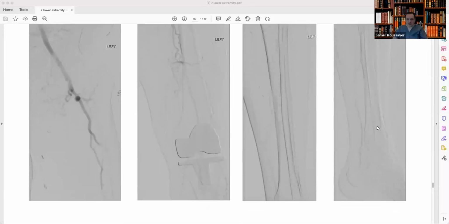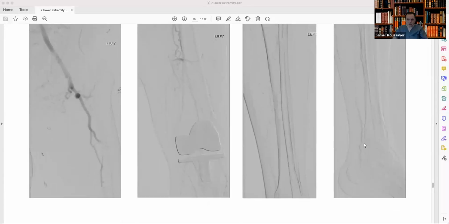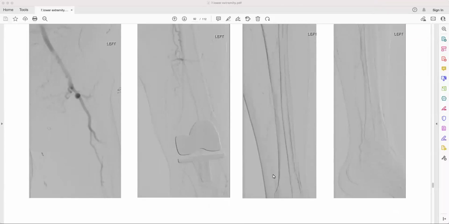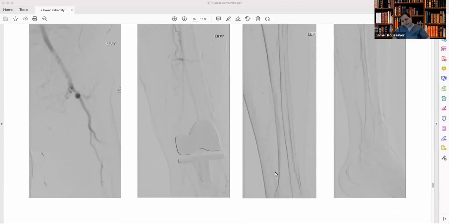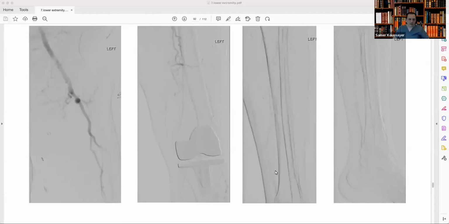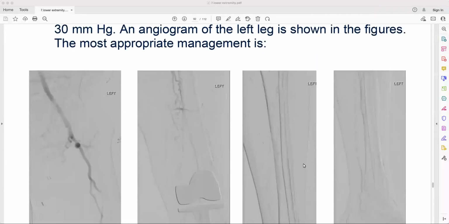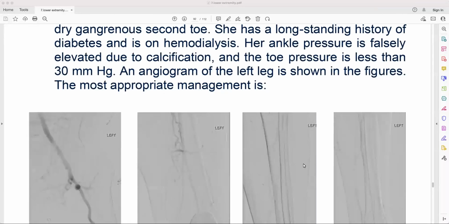And then here, the last one, what do you see? You just see a small posterior tibial artery. And there's calcification here. So what we have is really SFA, popliteal, and tibial artery occlusion, except for a patent posterior tibial. Okay, let's go back to the question. He's 50 years old.